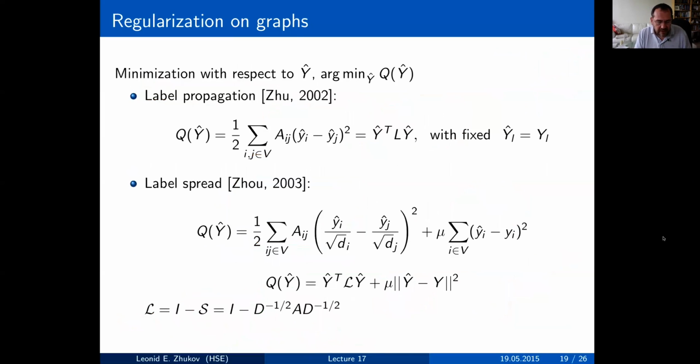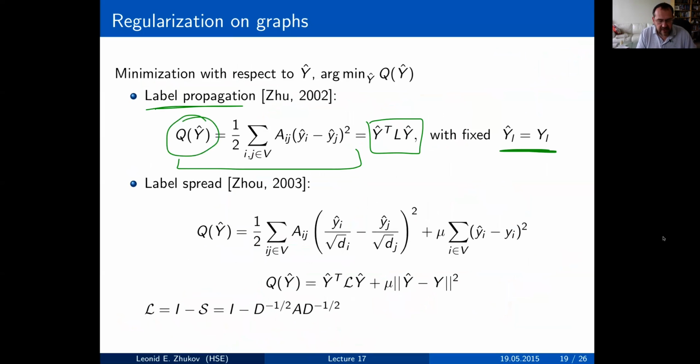And moreover, the algorithms that we talked about can be derived from this. So this label propagation we talked about, the random walk with absorption, really corresponds just to optimizing the smoothness. Remember, in this label propagation, we did not allow labels on the known nodes to change. And so the algorithm just optimizes this energy function.